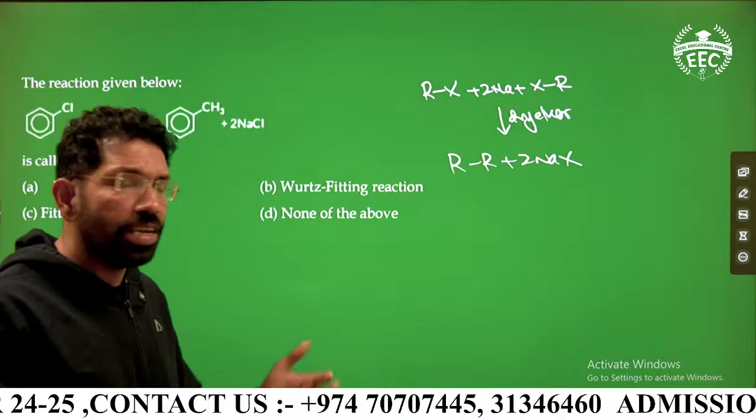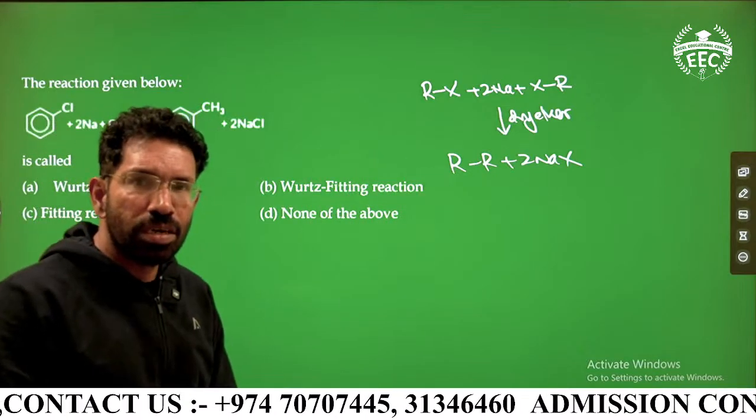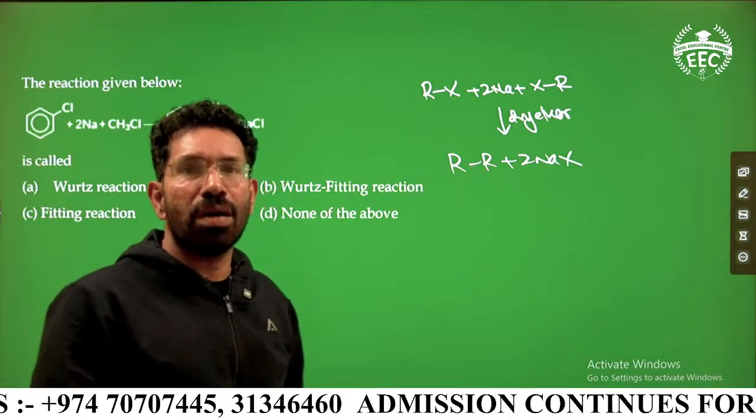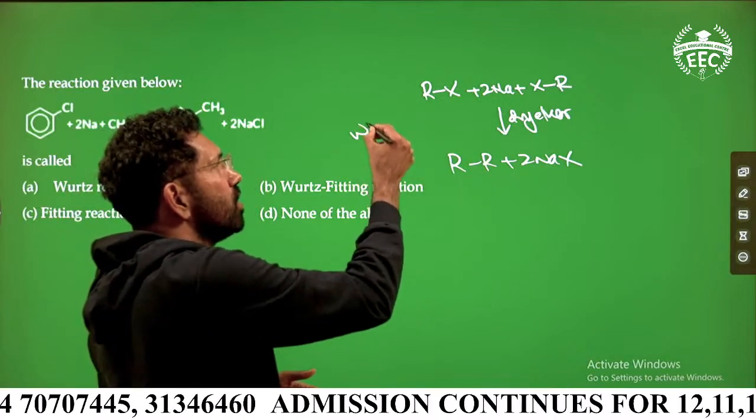2 alkyl halide, treating it with metallic sodium, in presence of dry ether, you will get alkane with a double number carbon. That is Wurtz. This is Wurtz reaction.